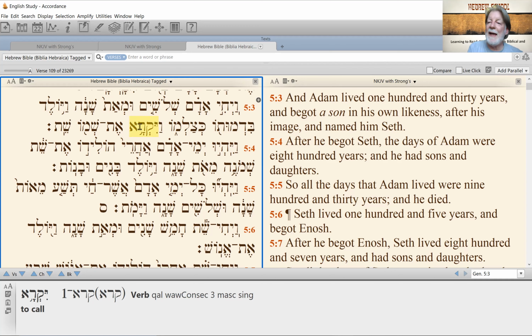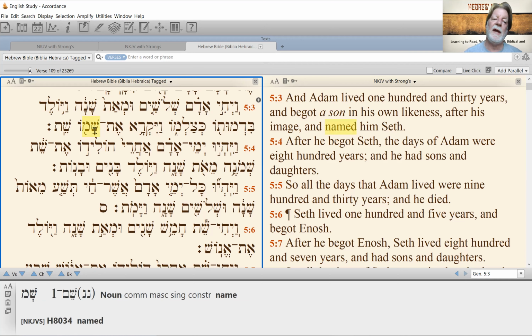Because the action is taking place in the past, I would say he was calling him. But since this is vav consecutive, I don't say he was calling him, but I say he called him, completed action. He named him once and that was it, completed action. And what did he call him? Et, direct object indicator, shmo, his name.